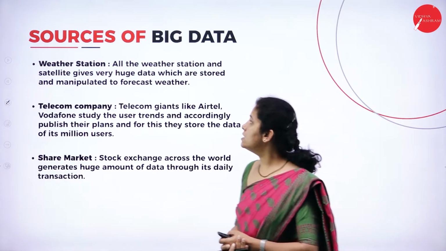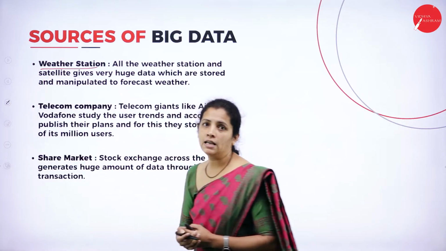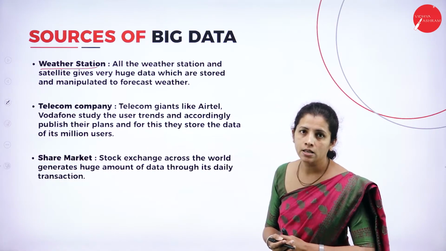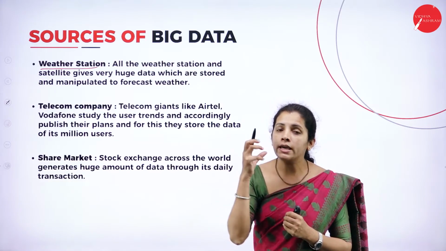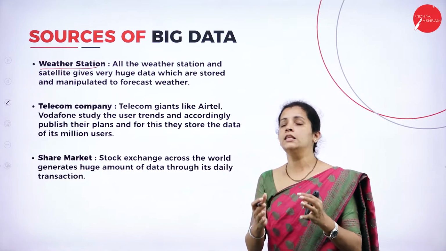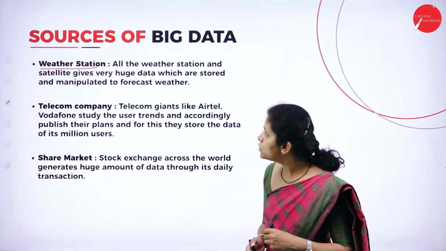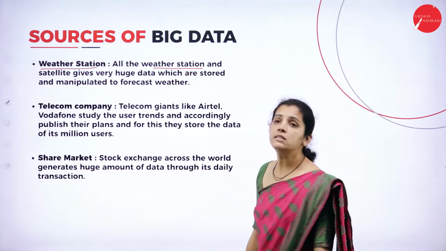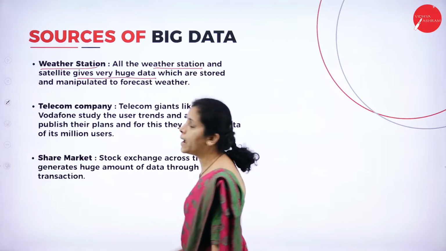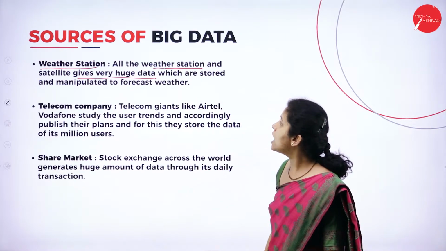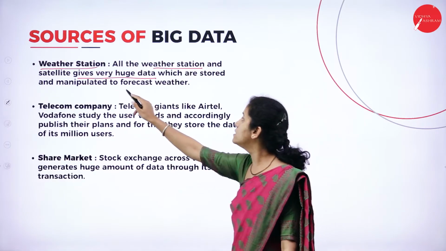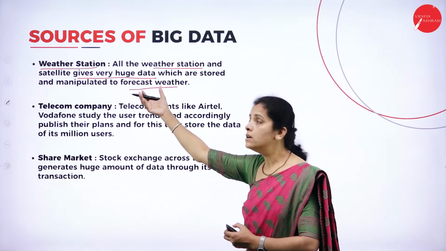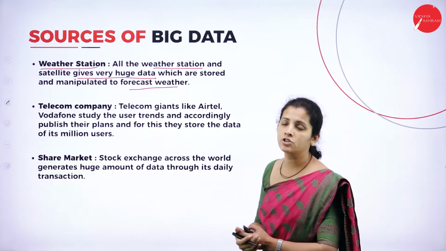Now, if I consider weather stations, dear student, we are familiar with the word satellite. So what is the job of the satellite? It is to capture geographical information, that is nothing but weather information, etc. So weather stations and satellites give a massive amount of data. Here, data are stored and manipulated for weather forecasting. Now, dear student, what kind of data? It may be structured, unstructured or semi-structured data.